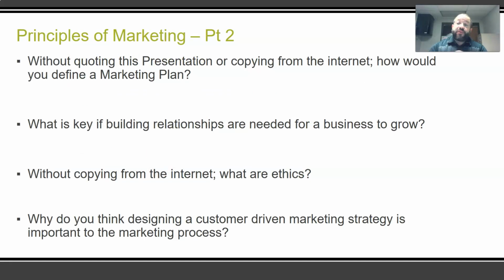All right, so that brings me to activity number 2, and I think we hit up on these, right? How would you define a marketing plan? We got that. Let's see here. We talked about this right here, which will help you with this one right here. And then this one here, I think you should be able to come up with yourself. Why do you think designing a customer-driven marketing plan is important? Because I hit on that really hard, all right?